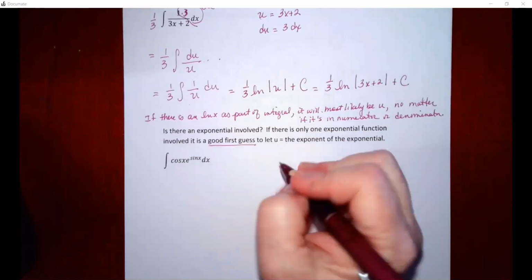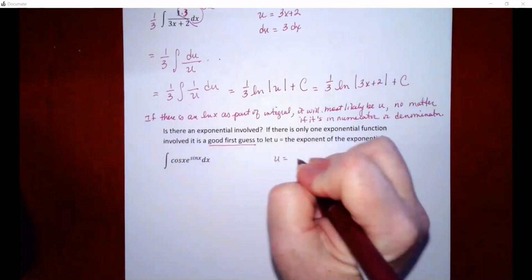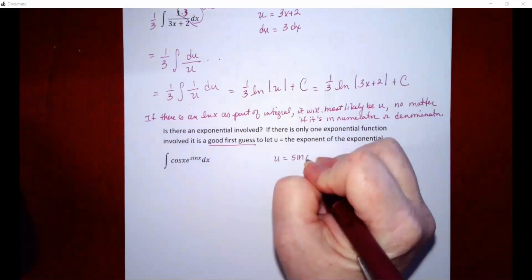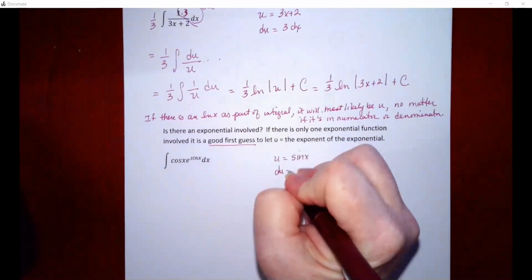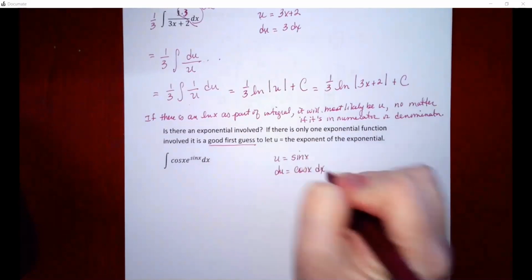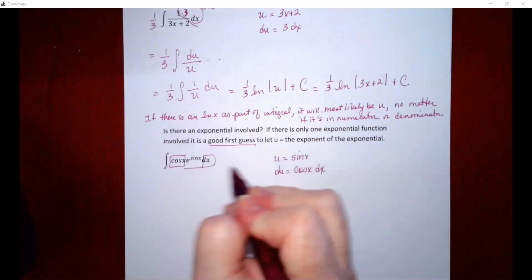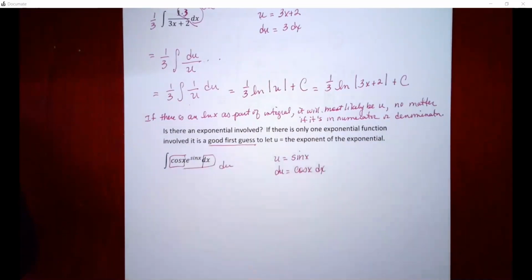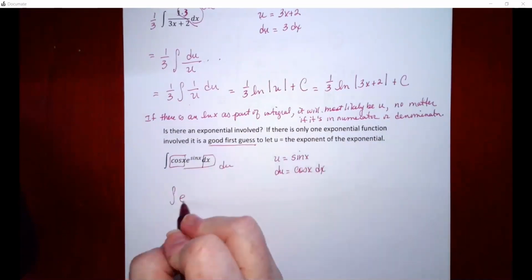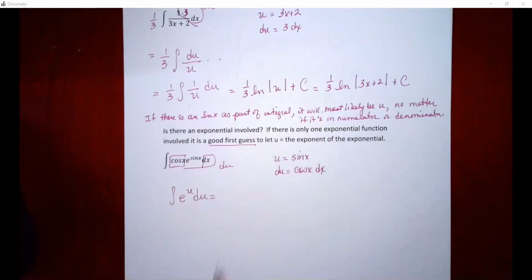So in this case, we'd try to let u equal sine x. So du would be cosine x dx. And lucky for us, that's just sitting there waiting to be du. So this would be the integral of e to the u du, which is what? Whose derivative is e to the u? That's the derivative of what function?